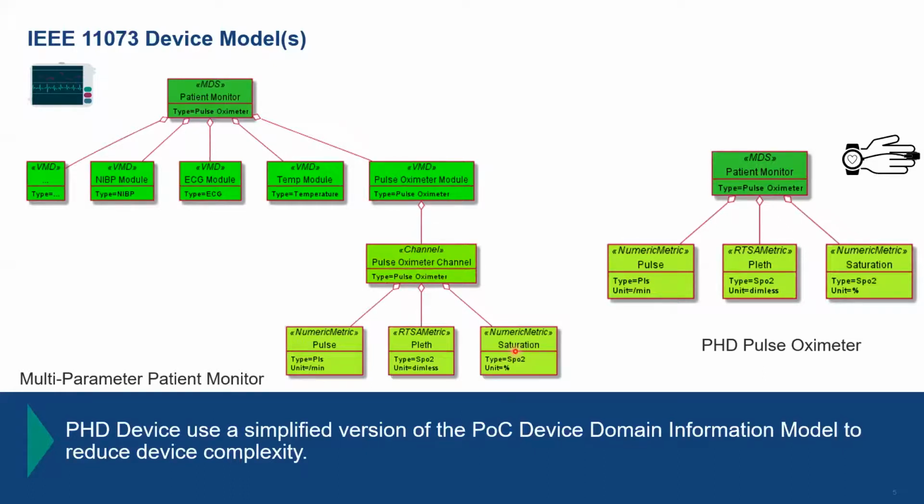On the other hand, we have the pulse oximeter from the personal health device world, which typically is way less complex and therefore has only 2 levels to represent. On the top, there's the medical device system, representing the device itself, and it has 3 measurements that it can do, the same as the multi-parameter patient monitor: pulse, saturation, and pleth as the waveform again. So you can remember that the PHD device uses a simplified version of the POCD device domain information model to reduce the complexity, because the devices are also less complex.